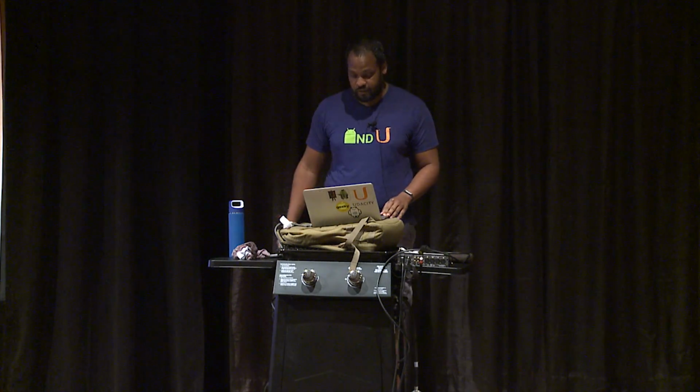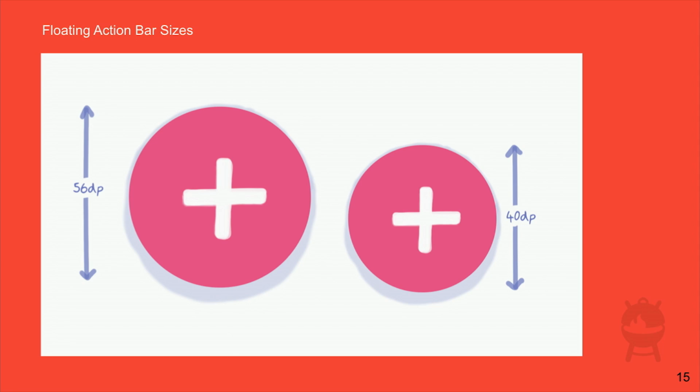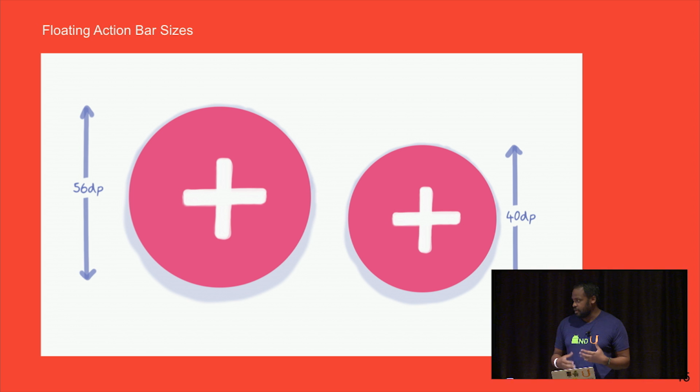Floating action bars come in two different sizes, 56 dips and 40 dips. 56 dips is the size that you should use generally. You can use the 40 dip size if the requirements of your app allow it, if it just looks weird to have a 56 dip floating action button. And the strings for those are normal and mini.